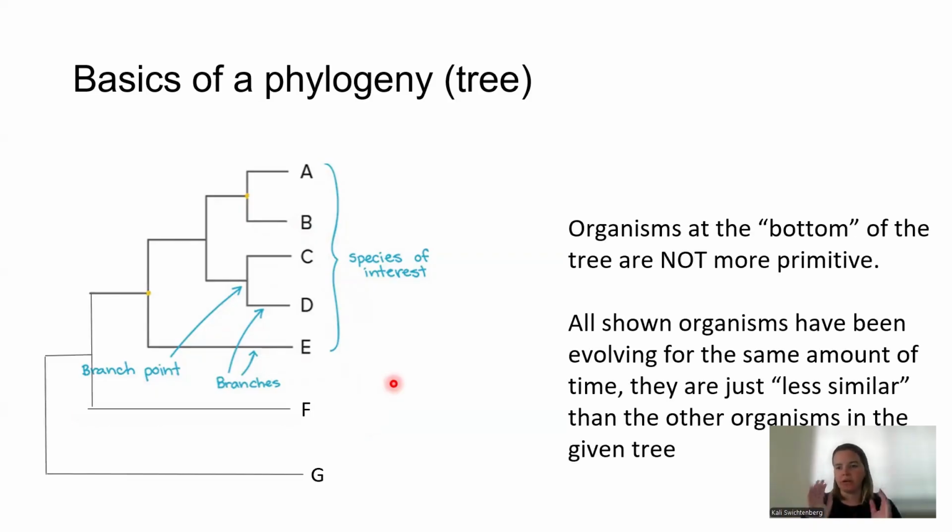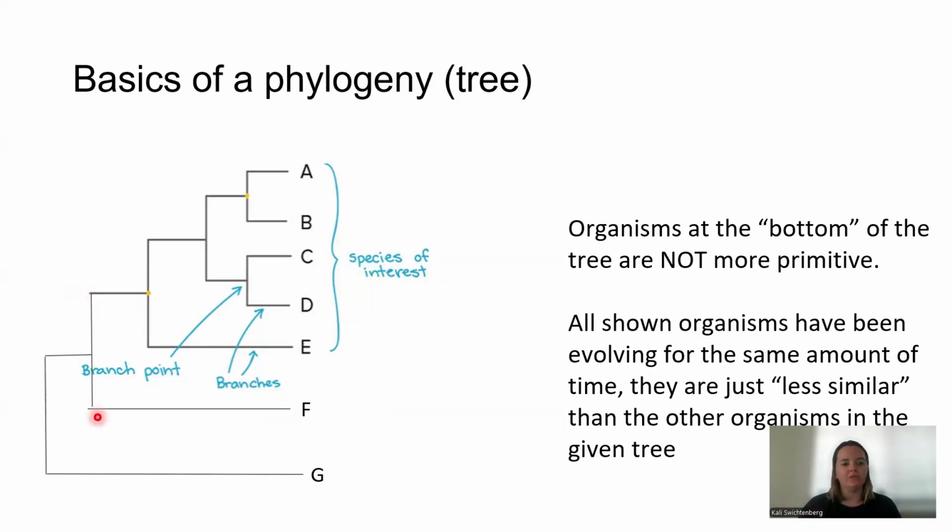So organisms that are going to be at the bottom of a phylogeny, or organisms that seem like they are more separate from all of the other organisms, are not more primitive. They do not have primitive characteristics or anything like that. They just are less similar than all of the other included taxa.